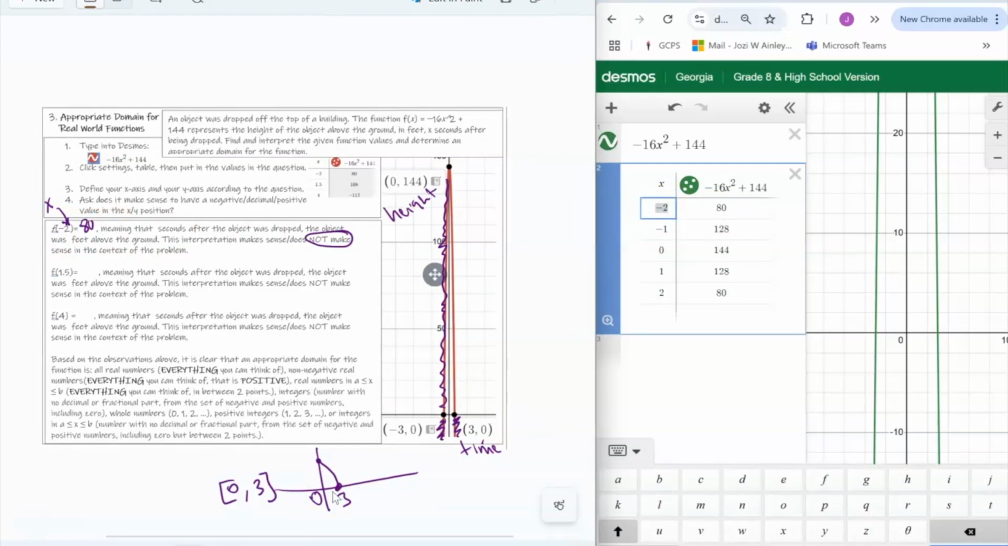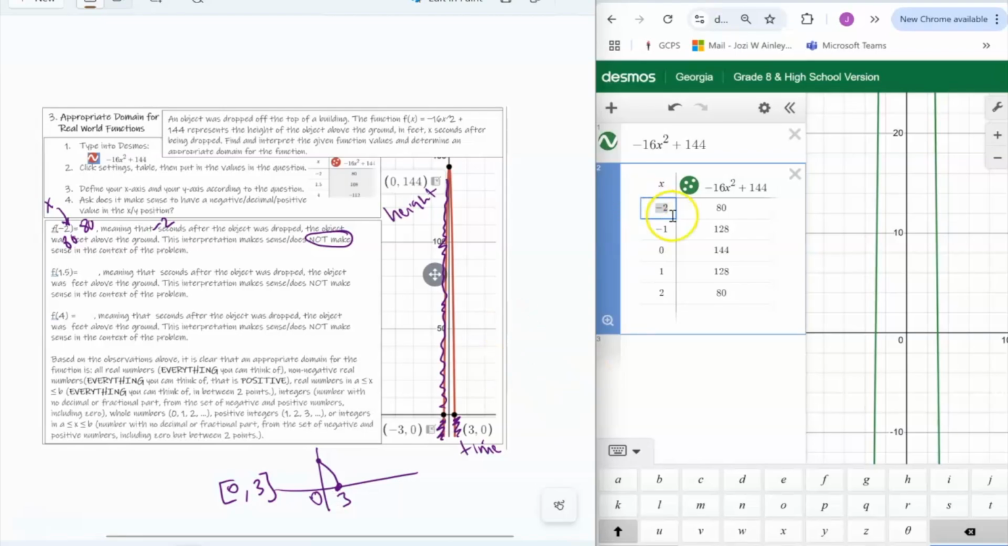Okay, that means that 80 seconds, and put it right there, 80 seconds after the object dropped, the object was how many feet up? Oh, I'm sorry, it wasn't 80. I didn't read that. Meaning that something seconds, so the time was what? -2 seconds. So meaning that -2 seconds after the object was dropped, the object was 80 feet above the ground. And that doesn't make sense. -2 seconds, you can't do it. So that does not make sense.